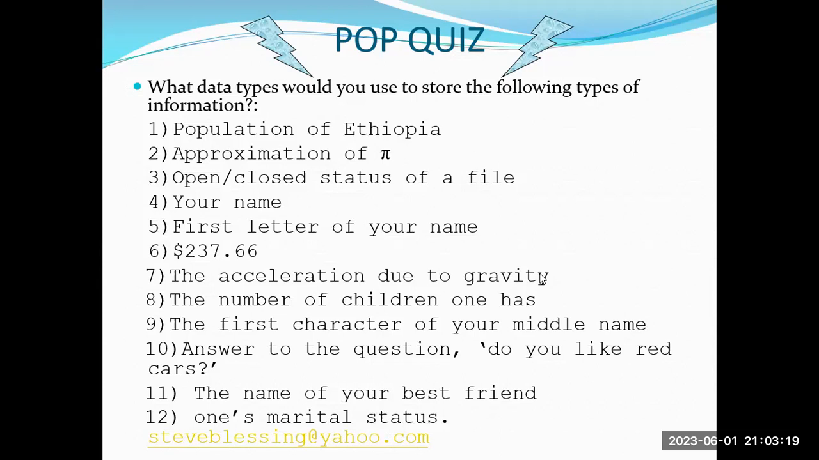Okay, who is speaking? Michael Asamoah. Mr. Michael Asamoah is the one speaking. You can speak, please. It was Michael Mensah I was talking about, but you can speak anyway. Mr. Michael Asamoah can speak. You said population of Ethiopia should be what?